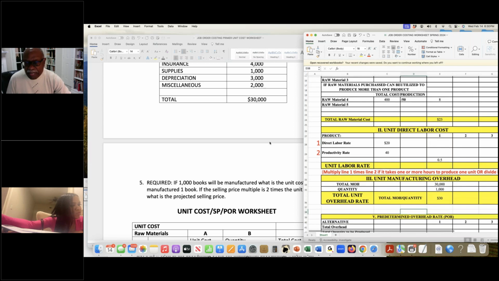So what I have to do now is add up all of these costs. The raw materials, 23, the labor, 50 cents, and the MOH, 30. And when I add those costs up, my total product cost is going to be what?